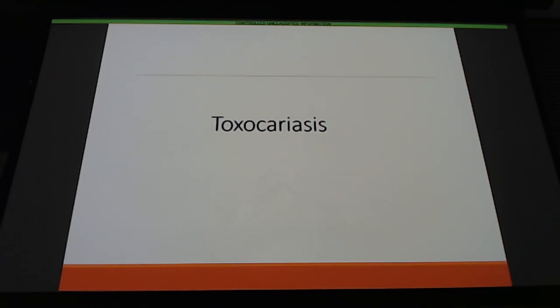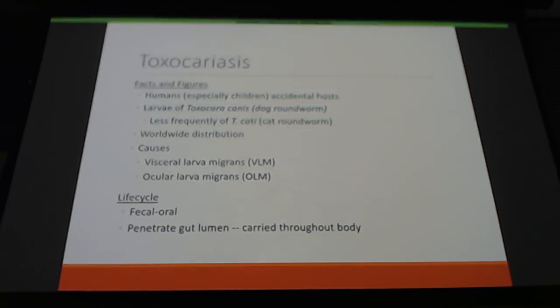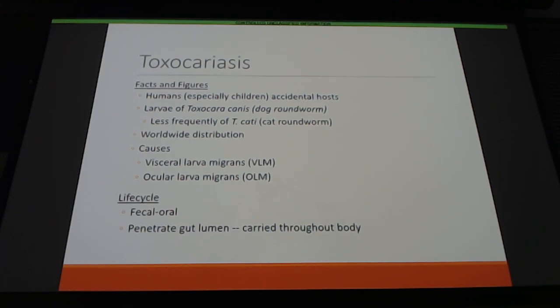Toxocariasis. It's either Toxocara cati or Toxocara canis. Okay, canis is more common than cati. It has a worldwide distribution. Okay, we're going to talk about two different ones here. We're going to talk about the visceral larva migrans and the ocular larva migrans. Very telling, right? Visceral means it's going to go to some organ, ocular means your eye, right? Okay, life cycle, fecal oral.